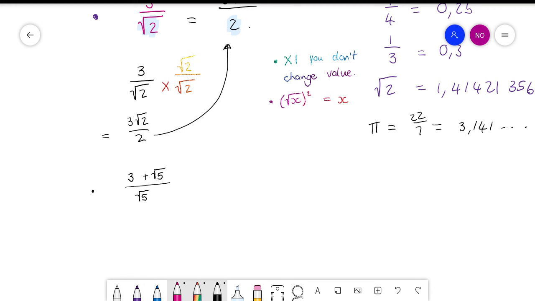No, because it's not a complete square, so it's not like 4 and 16 and 9 and 25 that you can just quote them off by heart.